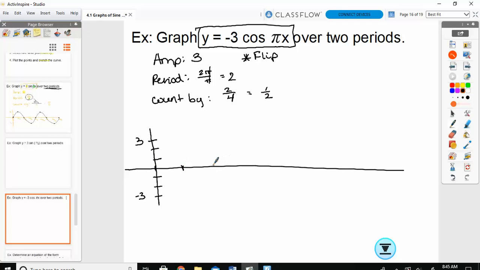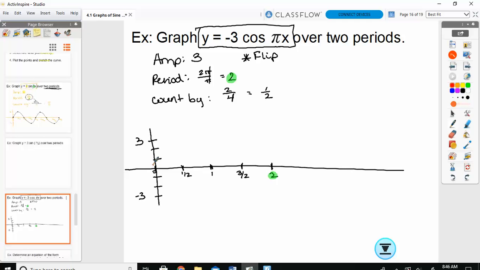For the first period, we need 5 total points, evenly spaced out, because we start and stop at the same point. So we start at 0. Then what would my next point be? 1/2. I'm counting by 1/2. Okay, if you add 1/2, 1/2 plus 1/2 is just 1. Plus 1/2, 1 and 1/2, or 3 over 2. Plus 1/2 is 2. You'll notice my period was 2, and that's where this stops.